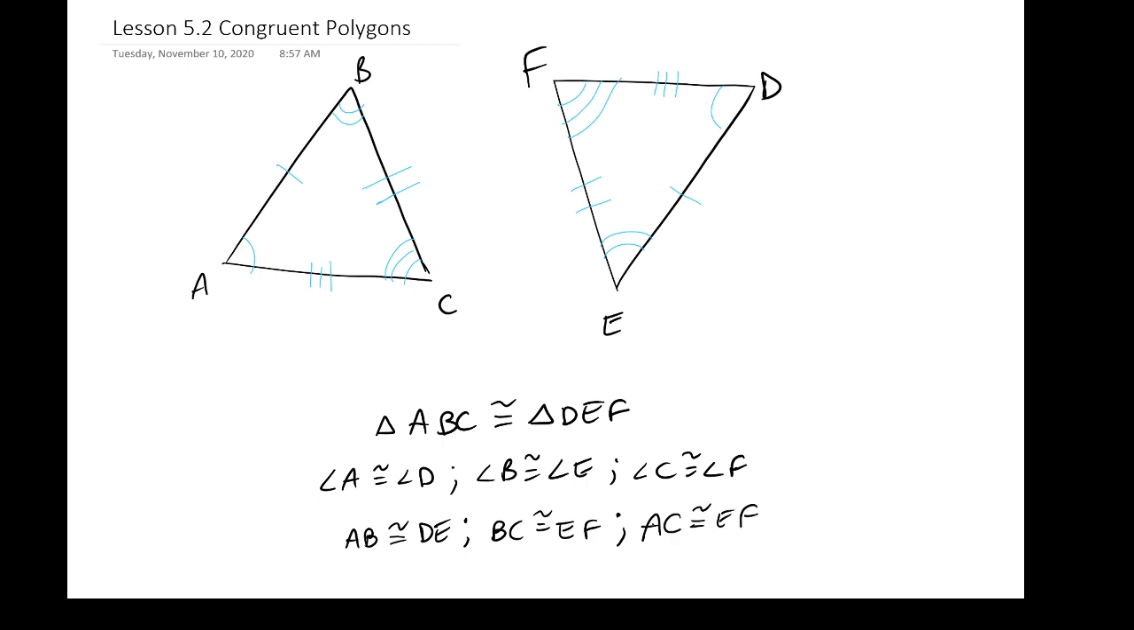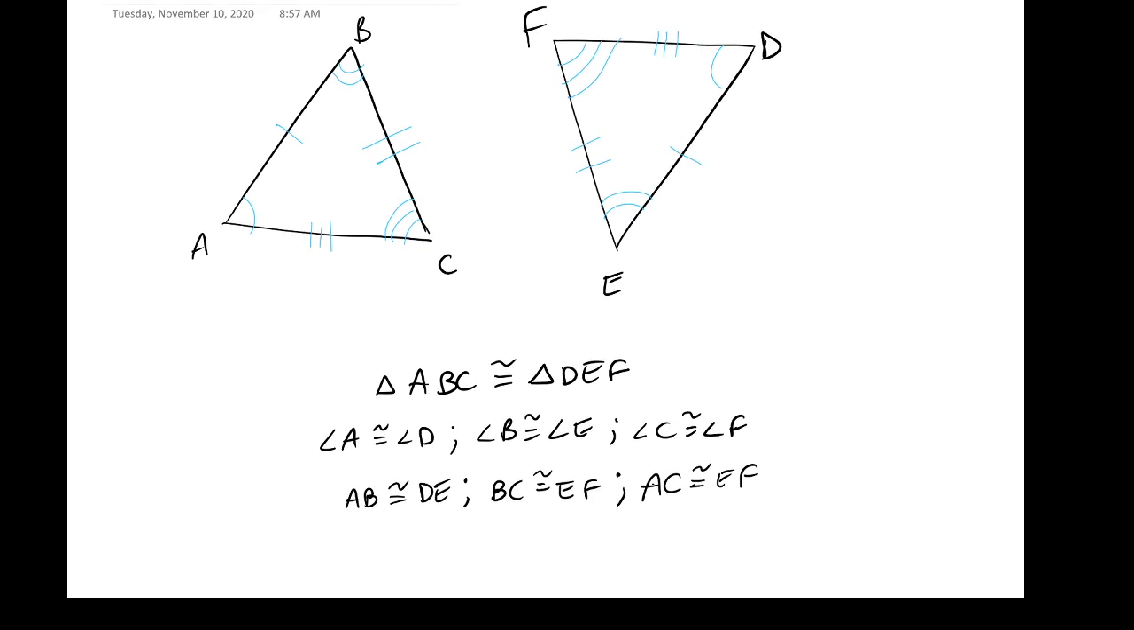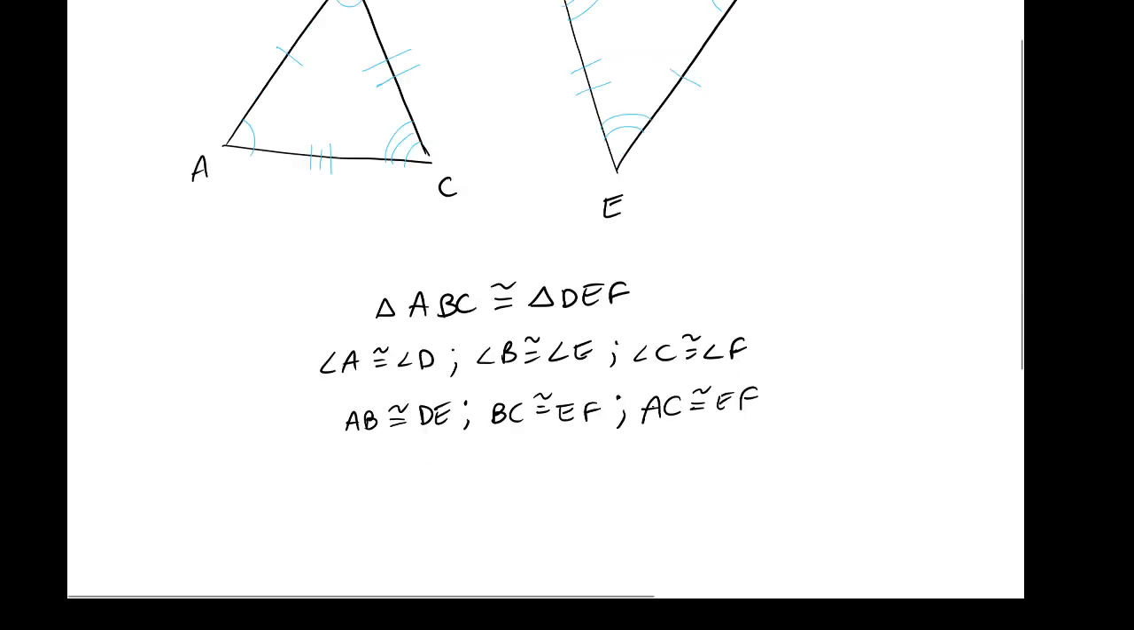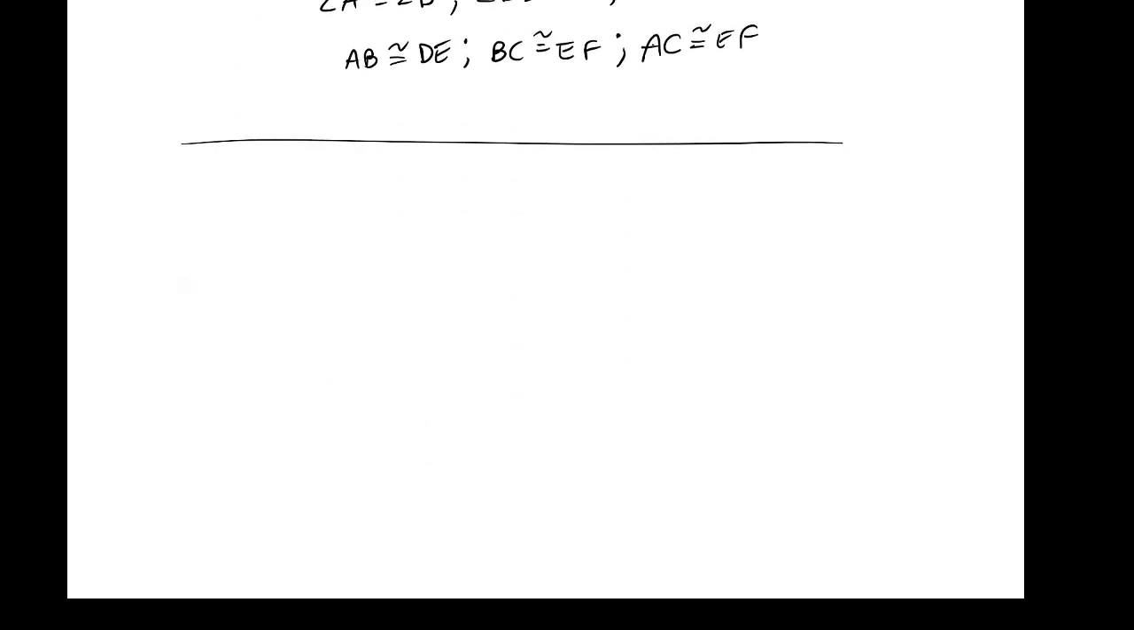So it's really nice. It's pretty straightforward. Don't really need to overthink it. All the vertices are going to be in order and correspond to one another. These are the corresponding parts of those congruent triangles. Next, let's consider the following congruence statement. We're going to have ABCD, which is going to be congruent to JKLM.